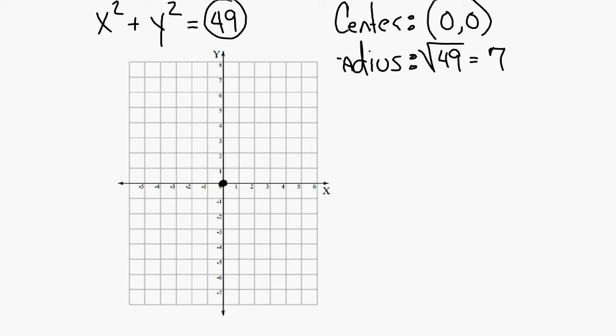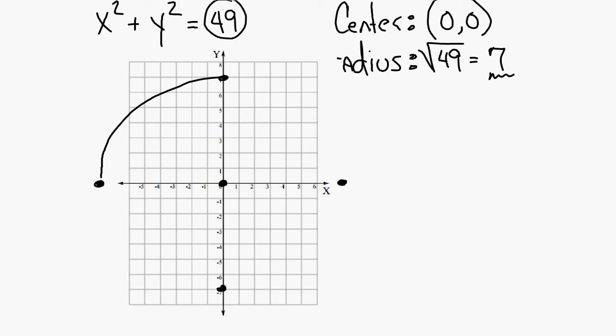And now the radius is equal to 7. If the radius is equal to 7, that means you're going to go 7 units away from the center in 4 directions. So we're going to go up 7 and put a point. Then down 7, put a point. Then to the right 7, put a point. And then to the left 7 and put a point. All right, the center, and then 4 points. Left, right, up and down. And then I just want you to try to sketch a circle in there. So you would just do like 4 of these little quarter circles.